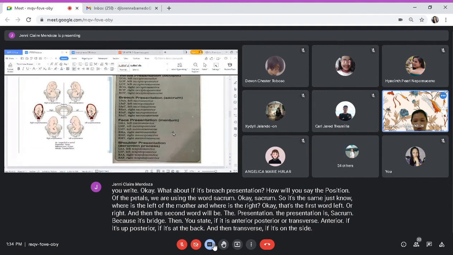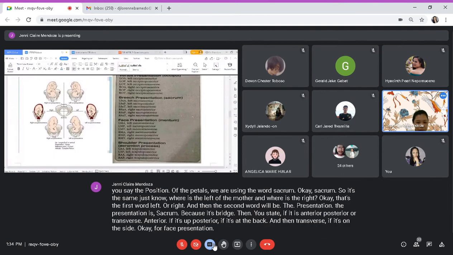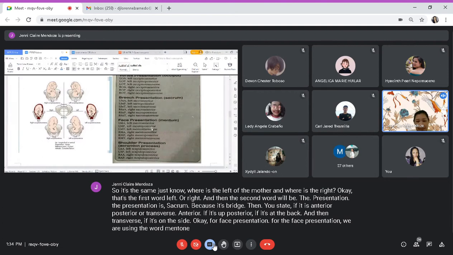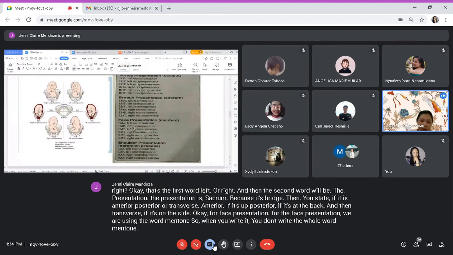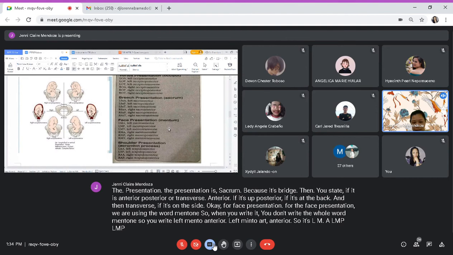For face presentation, we are using the word mental. So when you write it, you write left mental anterior: L, M, A; L, M, P; L, M, T; R for the right: R, M, A; R, M, P; and R, M, T.